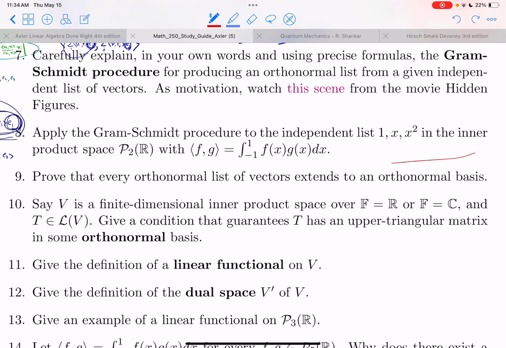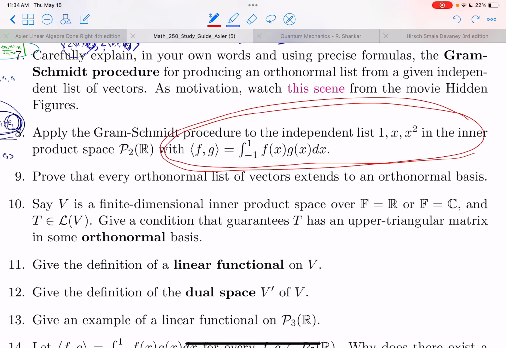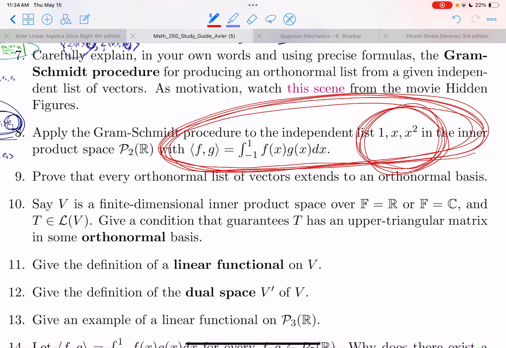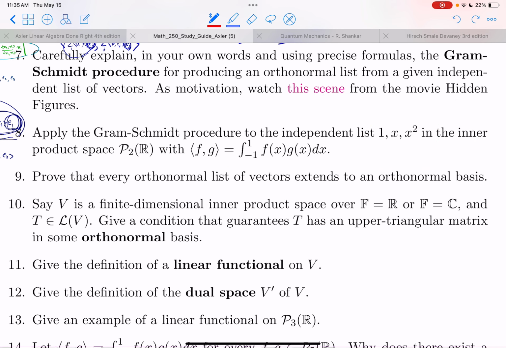Apply Gram-Schmidt to this thing. This is done in the book in detail. You should really understand this to make sure you understand Gram-Schmidt. Whatever I just said, you're going to now do it with specific formulas in a vector space of polynomials. So really do that one, and the book has it in full detail.